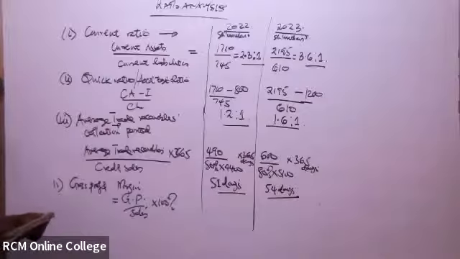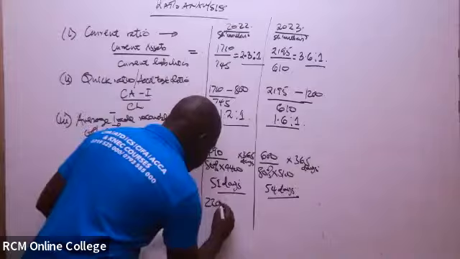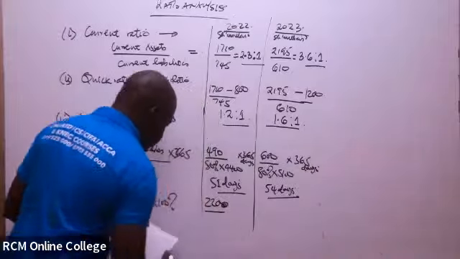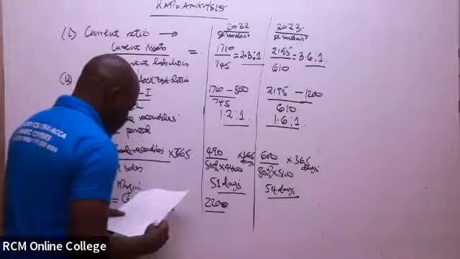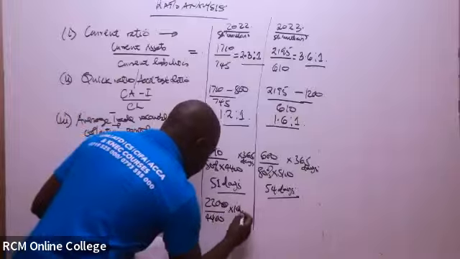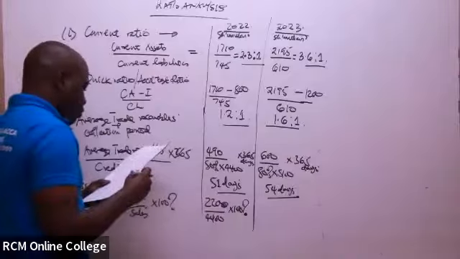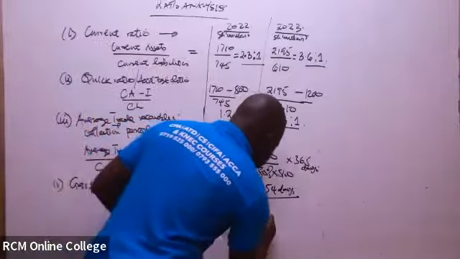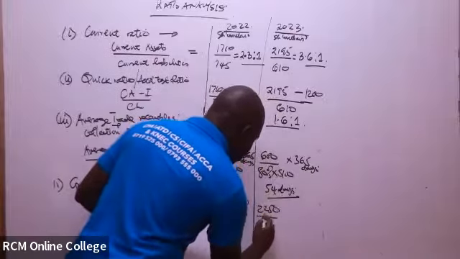So if you look at 2022, the gross profit is 2,200 over the sales, which is 4,400, you multiply by 100%. Then for this other one, the GP is 2,250 over the sales, which is 5,100.